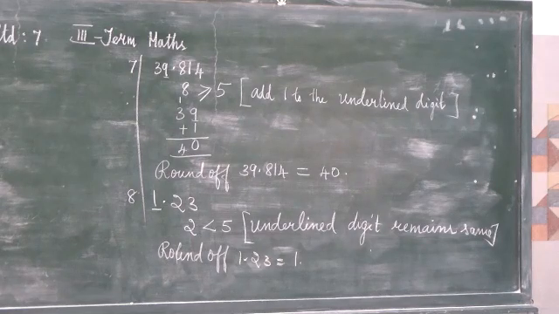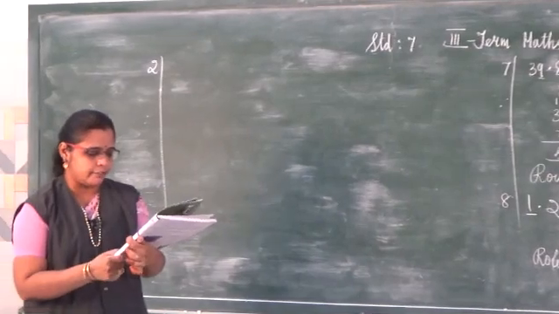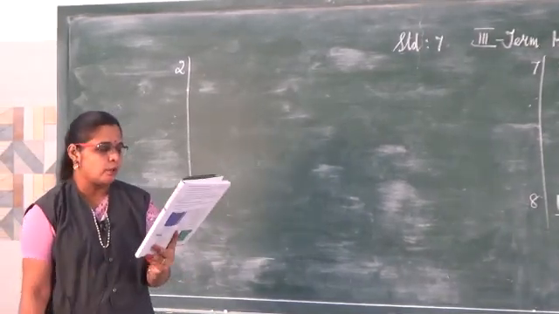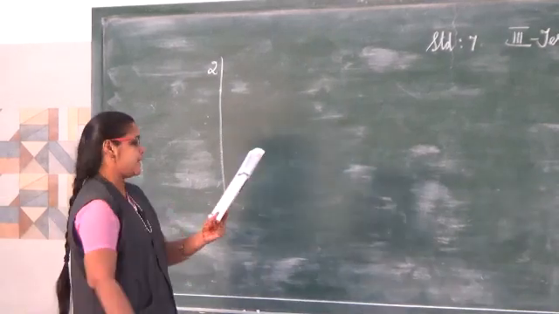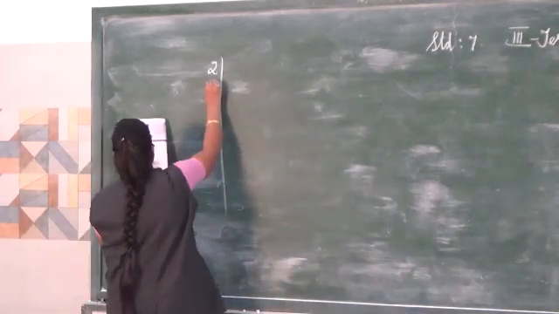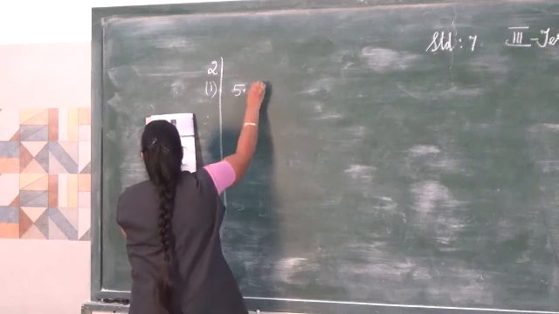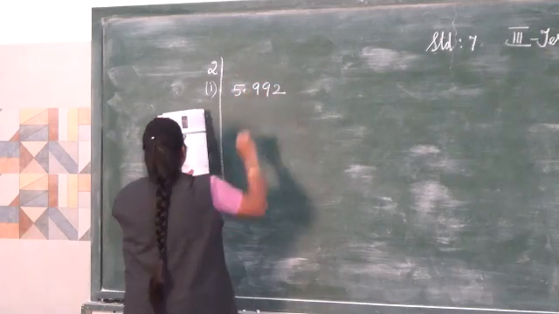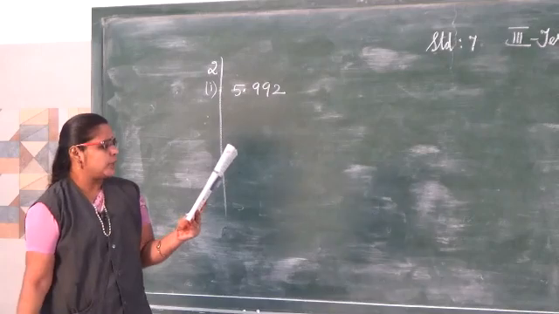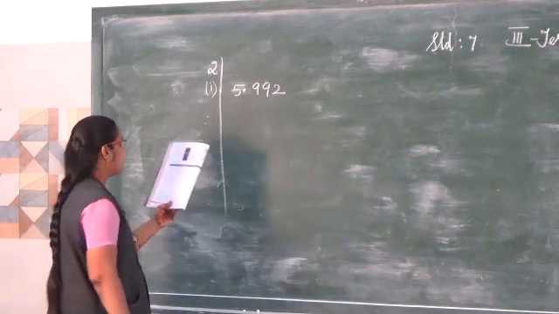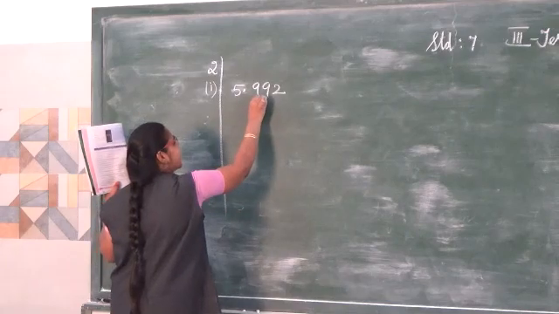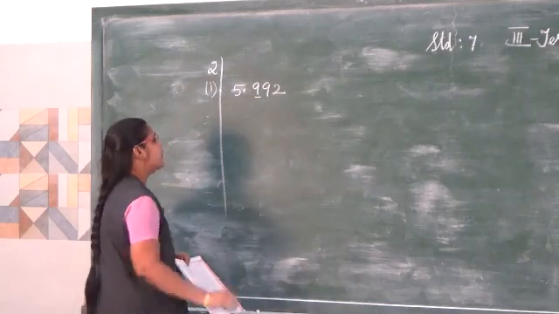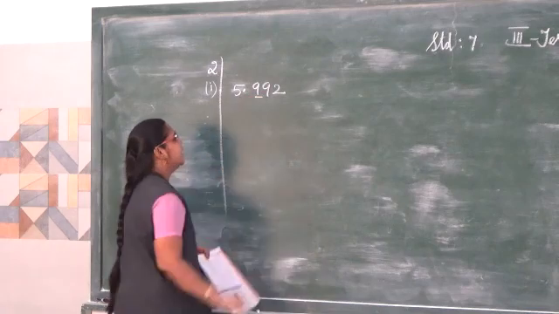Second one, round each decimal number to the given place value. They have given the place value here. 5.992, to the 10th place. First we have to underline the 10th place. 9 is the 10th place, so now I have underlined the 9.